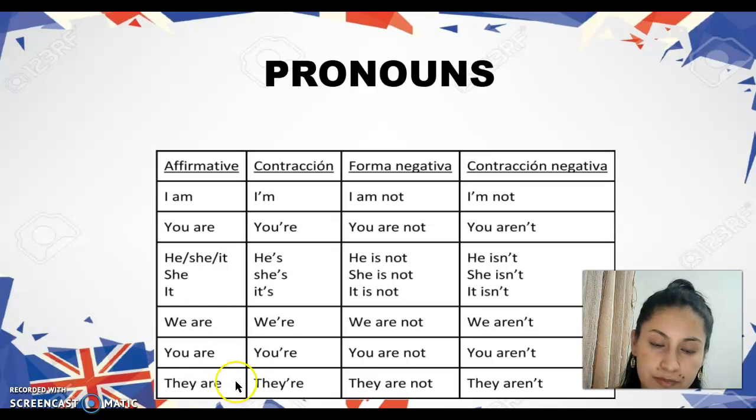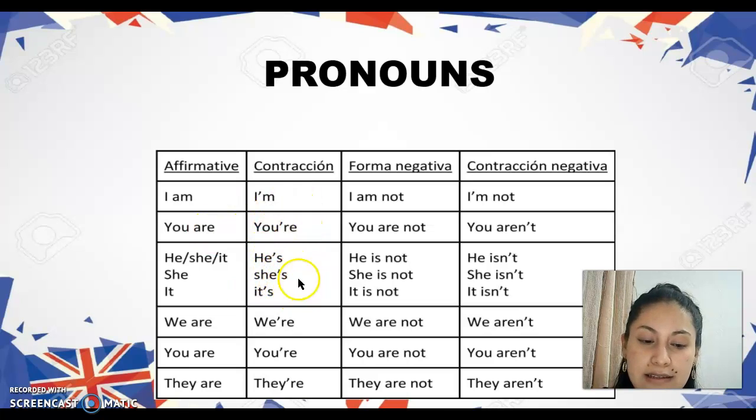With contraction, it is as follows: I'm, you're, he's, she's, it's, we're, you're, they're. Okay, the negative form is: I am not, you are not, he is not, she is not, it is not, we are not, you are not, they are not. The negative contraction is as follows: I'm not, you aren't, he isn't, she isn't, it isn't, we aren't, you aren't, and they aren't.